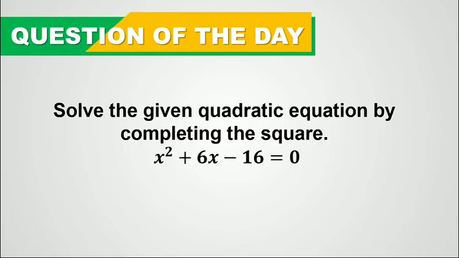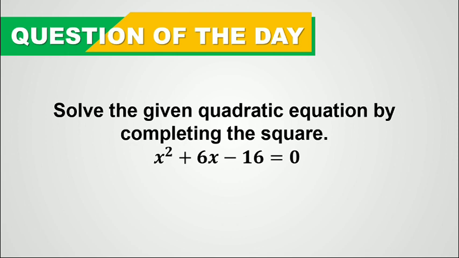Hi guys, in this video, let's solve the given quadratic equation by completing the square. So we have here x squared plus 6x minus 16 equals 0. The technique or method that we will use to solve this given quadratic equation is the completing the square method.